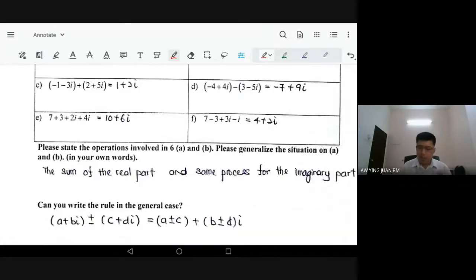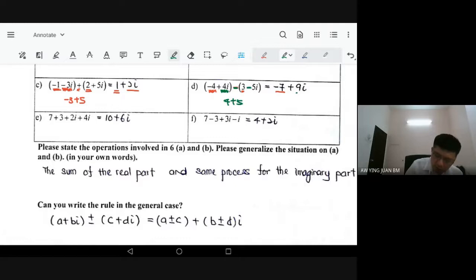Okay, continue lagi. Benda-benda yang sama. Real part plus real part. So we have 1. Imaginary part. So -3 plus 5. So we have 2. Okay. Then subtraction. Real part minus the real part. So we have -7. Imaginary part, 4 minus become plus lah. So 4 plus with the 5, so we have 9i.